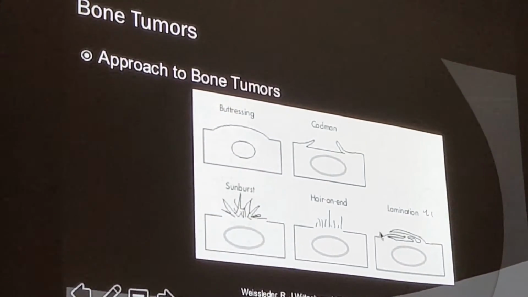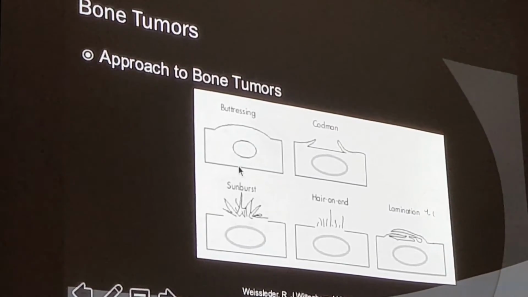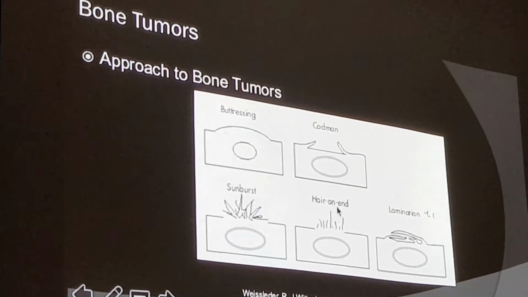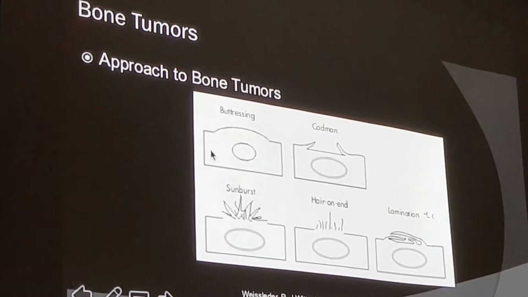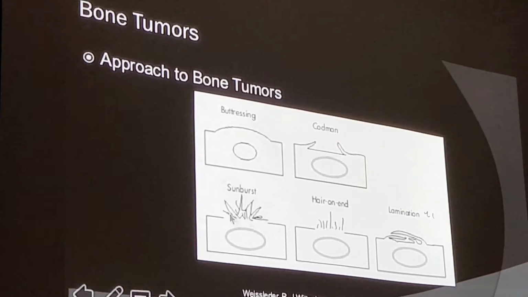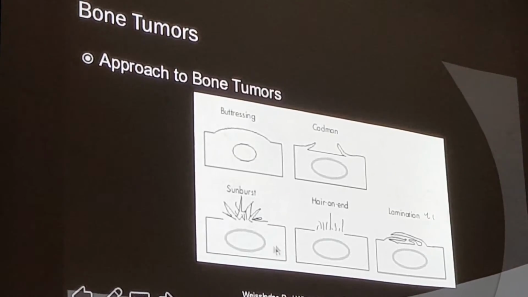And then the periosteal reactions. Of all of these, this is easier to memorize because only buttressing is a non-aggressive periosteal reaction. The rest, Codman's triangle, sunburst, hair on end, and lamination, these are aggressive reactions. These are aggressive periosteal reactions. So when you see this, think of an aggressive lesion.